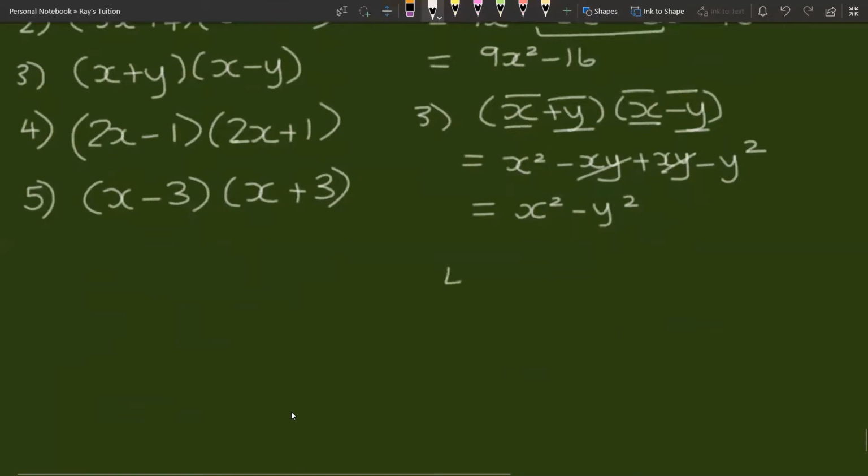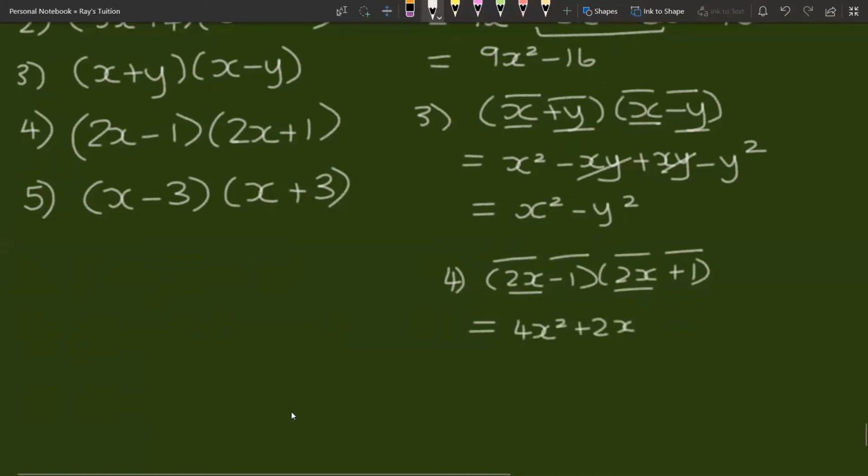Number 4, we have 2x minus 1 times 2x plus 1. Again, the first terms, 2x times 2x, is 4x squared. The outer terms is 2x times 1, which is 2x. The inner terms is minus 1 times 2x, which is minus 2x. And finally, the last terms are 1 times negative 1, which is negative 1. So simplifying, again, the middle terms cancel out, leaving us with 4x squared minus 1.